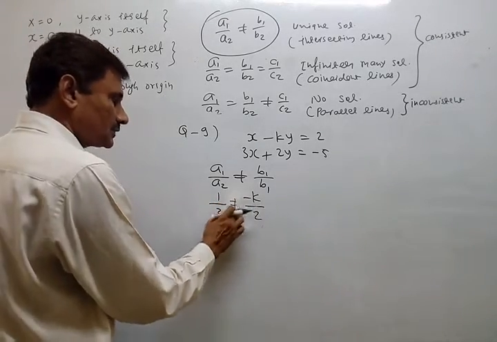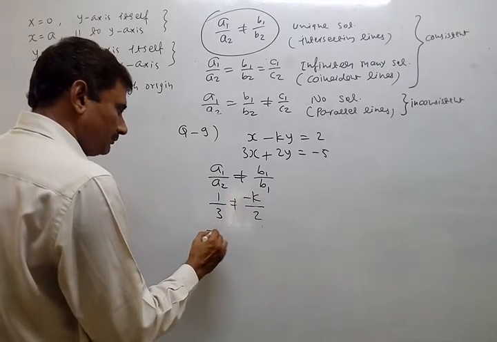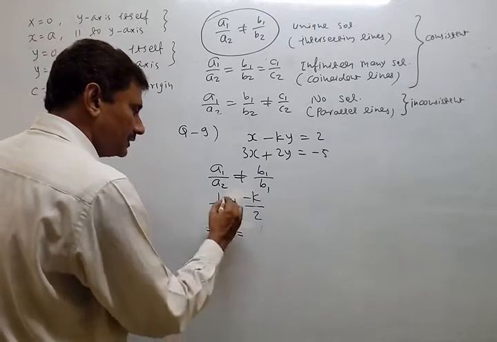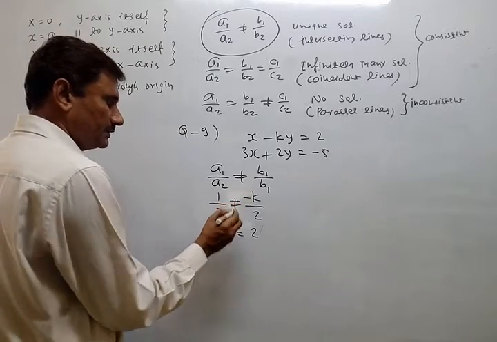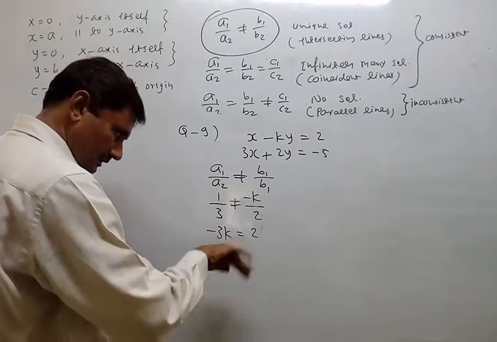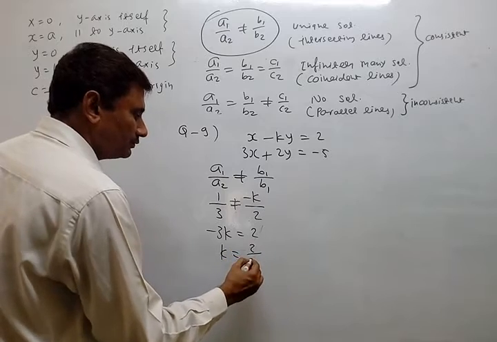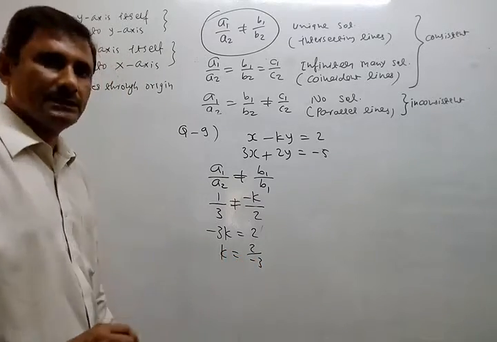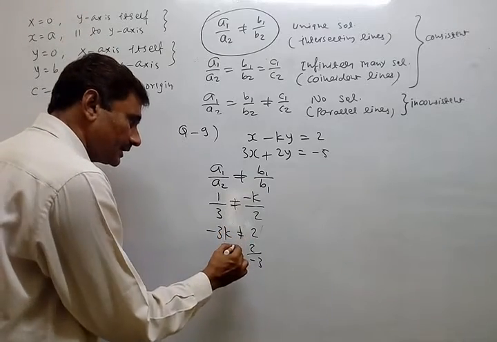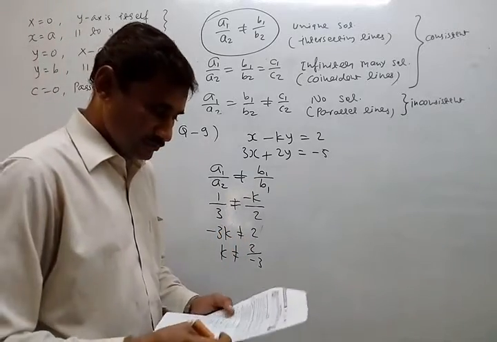Now just try to solve it, cross multiply. So minus 3k equal to 2 into 1. Minus 3k equal to 2. Now shift minus 3 there, so it becomes 2 upon minus 3. So minus 2 upon 3 is our answer. But in between, a not equal sign should be there.